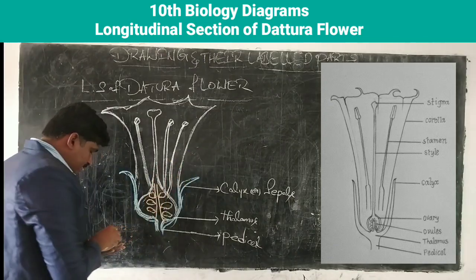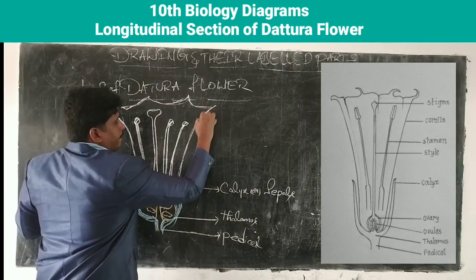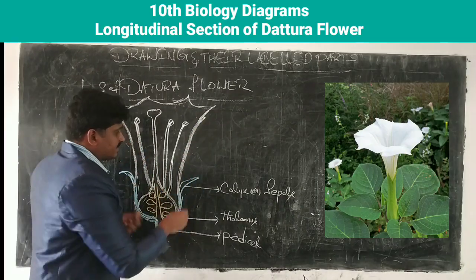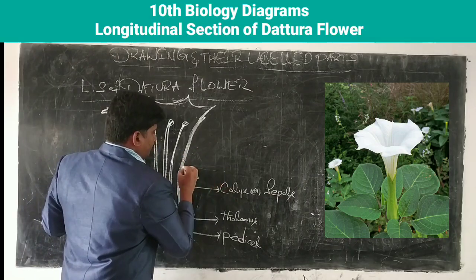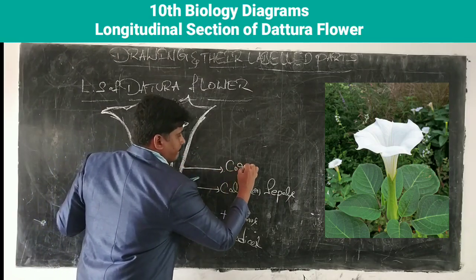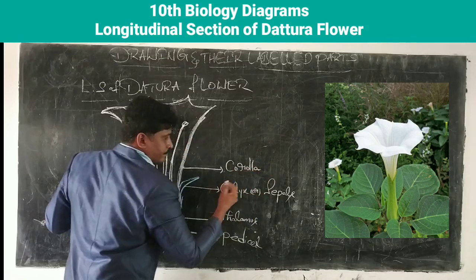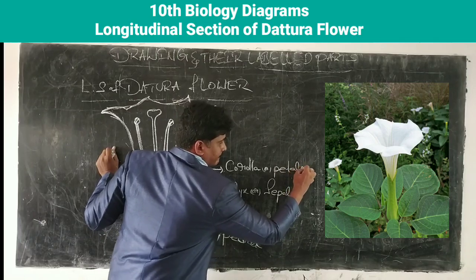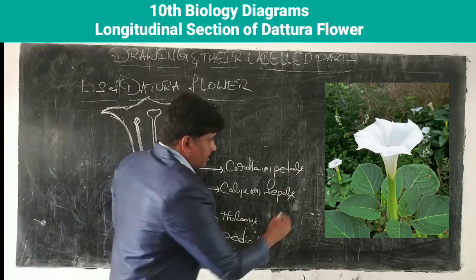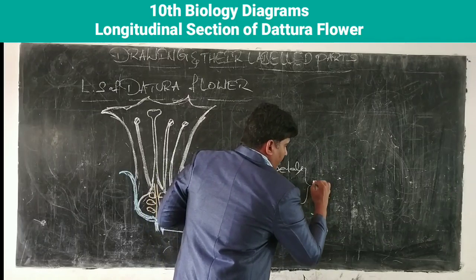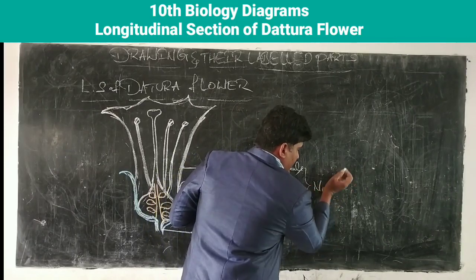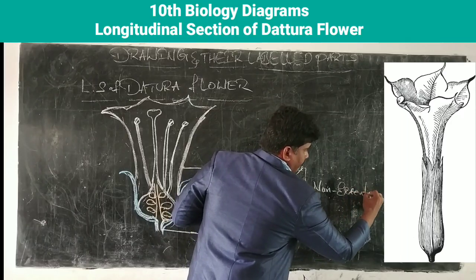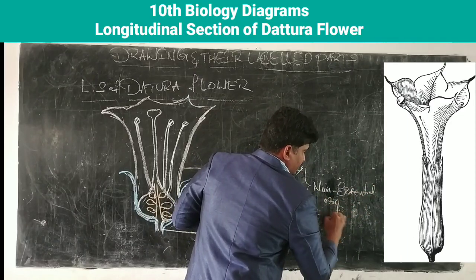Next, the different colored pigment is said to be corolla or petals. Well, both are non-essential organs.